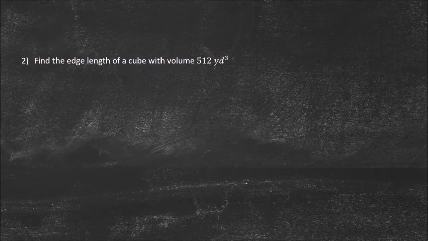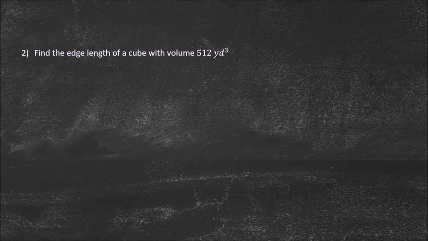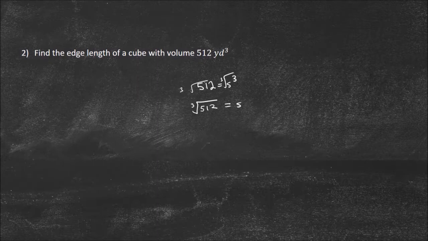Find the edge length of a cube with a volume of 512. So now I'm using volume equals s cubed. I need to find that edge length, so I take the cube root of both sides. This is a little harder to do by hand. We need to think of a number that can be multiplied by itself 3 times to give us 512. So what I recommend you do, if we were to solve this without a calculator, which I want us to try here, is let's just start with some numbers.